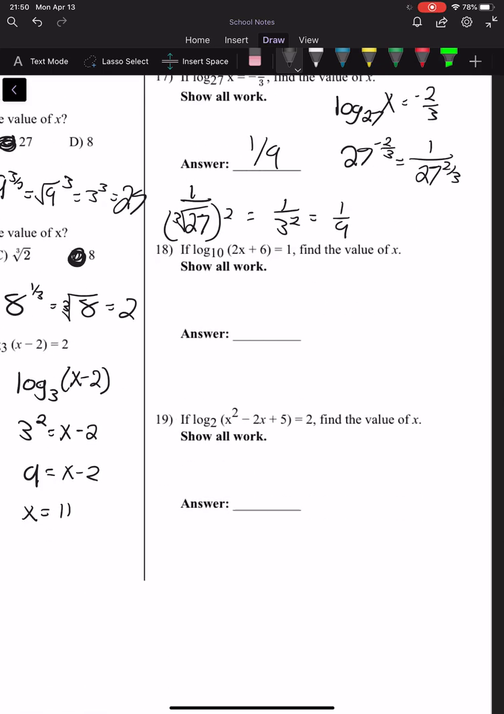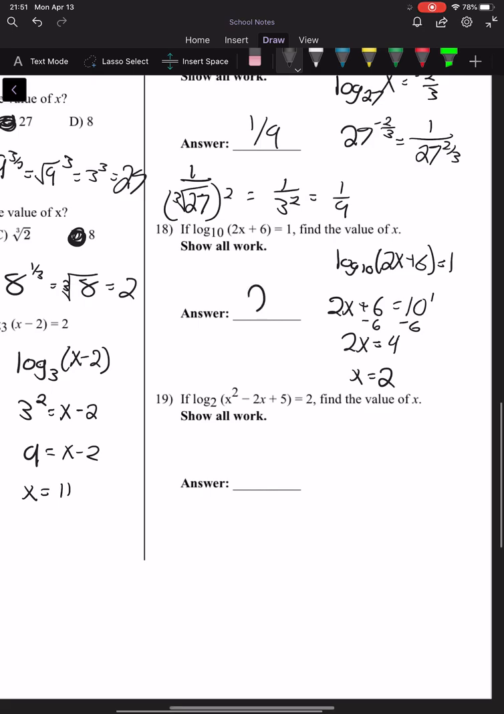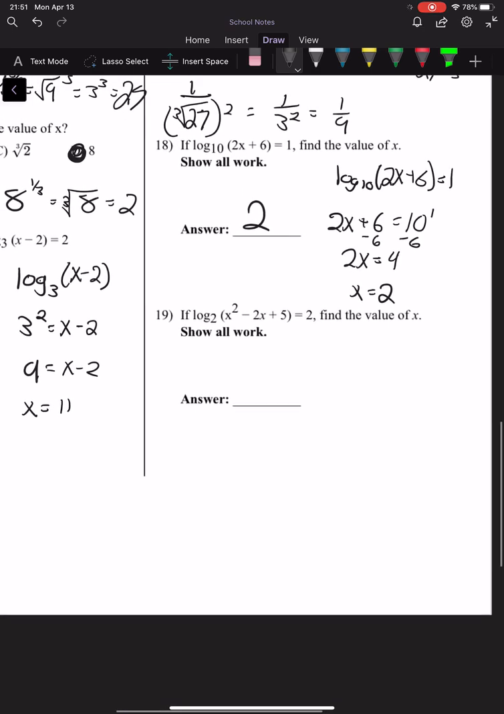Number 18, we have log base 10 of 2x plus 6 equals 1. So we have 2x plus 6 equals 10 to the first power. So just 10. So 2x equals 4, and then x equals 2. We got 2x equals 4 because we subtract 6 from both sides. So x equals 2.